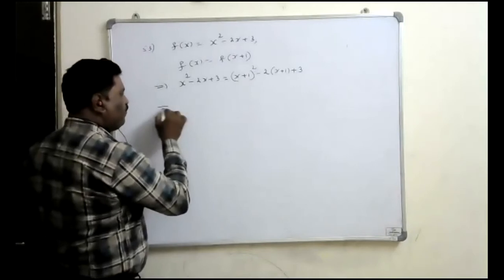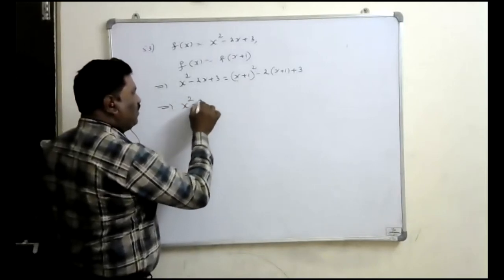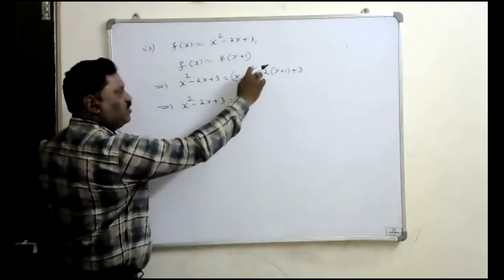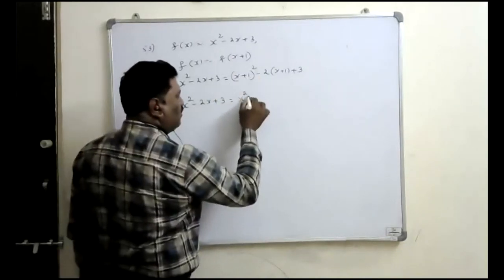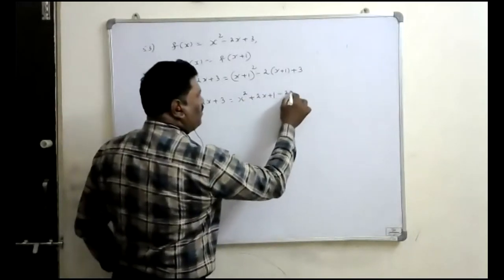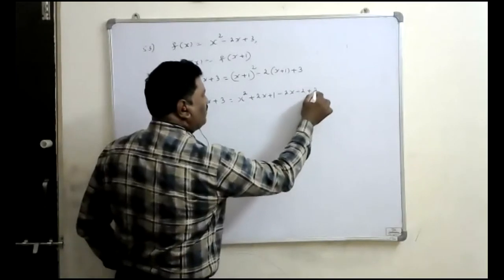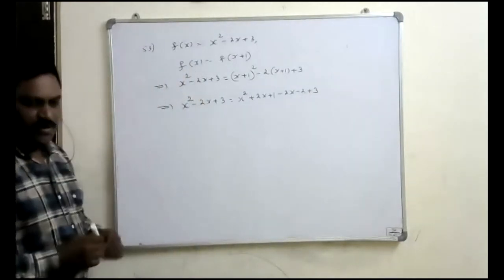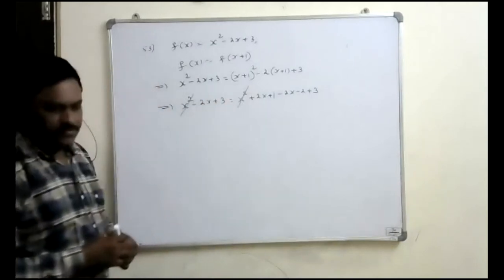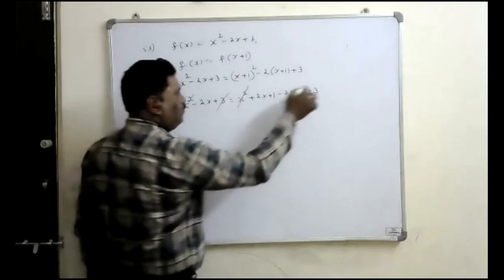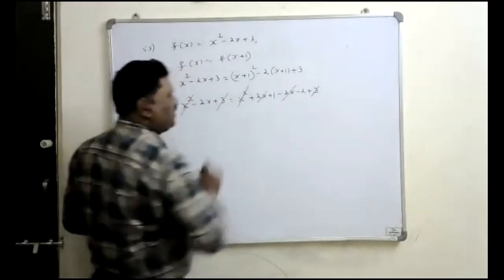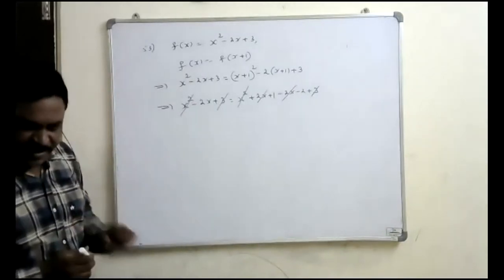If we simplify this, x square minus 2x plus 3 is equal to, we will expand that. It is (a plus b) whole square: x square plus 2x plus 1, multiplied by minus 2, minus 2x minus 2, plus 3. So on both the sides x square is getting cancelled out. Plus 3 gets cancelled. And minus 2x plus 2x is plus 2x, and minus 2x also is getting cancelled.